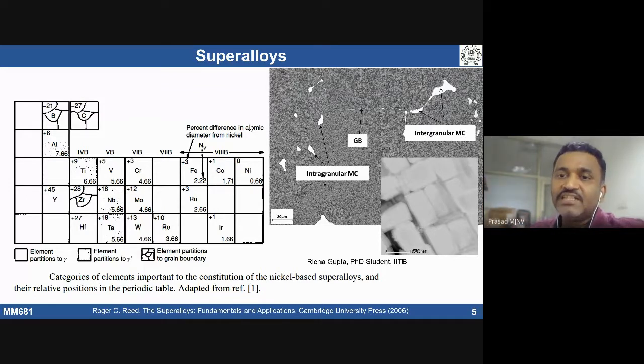Depending on the matrix, it can be rich in nickel, rich in iron plus nickel, or rich in cobalt. Accordingly, we say cobalt based superalloys, nickel based superalloys, or iron nickel based superalloys. Numerous superalloys have been developed with the intention of having better and better creep resistance and thermal fatigue resistance.